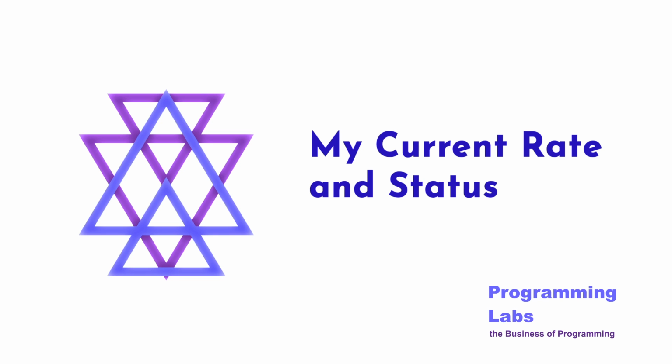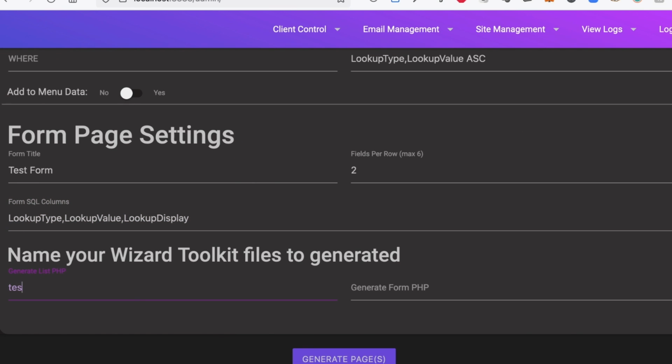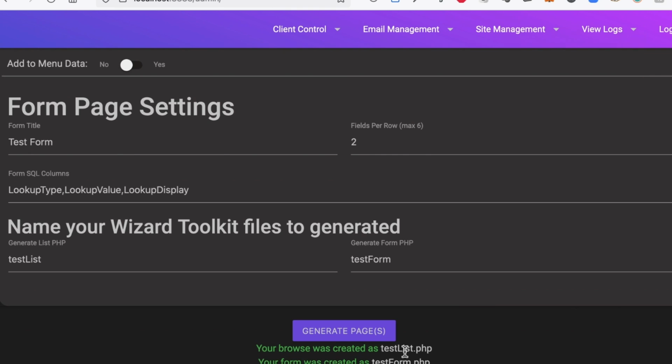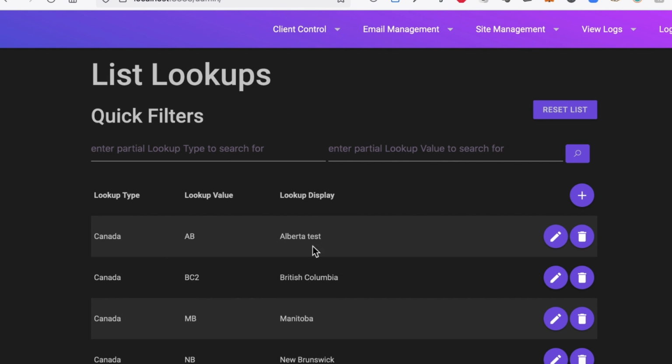My current rate and status. Even though it's been 8 years since my rate was $180 an hour, I've chosen not to increase my rate at this time, partly because I'm not actively looking for clients. Instead, I'm focusing all my time and energy on building software as a service built on the Wizards Toolkit. I'm working on landing pages as a service right now. And after that, I want to finish the Wizards Toolkit so that I can offer it as a commercial product for other PHP and SQL developers to enhance their skills.